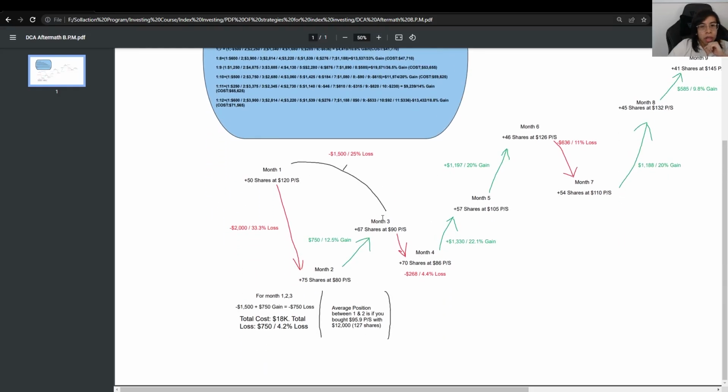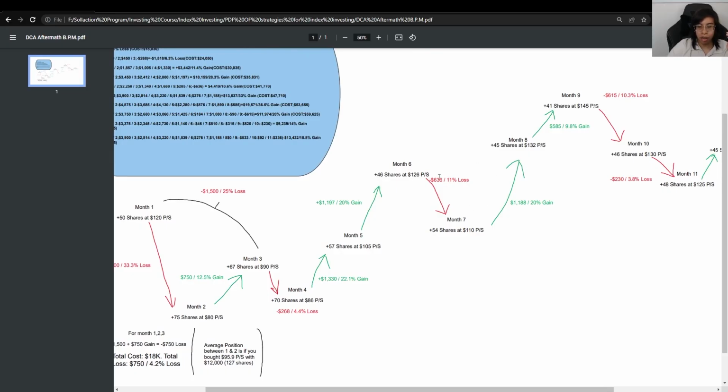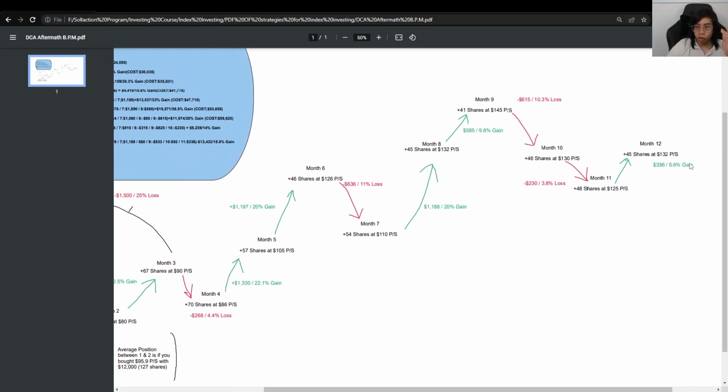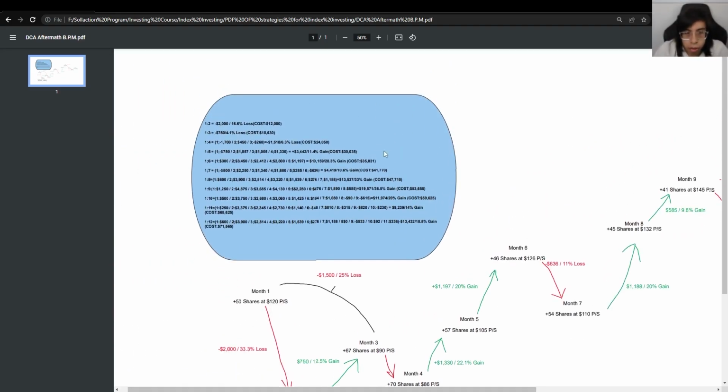All right, so you can see that these percentages here are just explaining, from month 2 to month 3, that's a 12.5% gain. And over here from month 1 to month 3, when you bought at 120, now it's at 90, you're losing 25%, right? And then it goes on like this: 3 to 4, it's a 4% loss, 4 to 5, 22% gain, 5 to 6, 20%, 6 to 7, 11, 7 to 8, 20, 8 to 9, 9, 9 to 10, 10% loss, 10 to 11, 3.8% loss, and 11 to 12, 5.6% loss, right? Okay, so I'm pretty sure you didn't memorize all of this, but this is why I have this here, right?